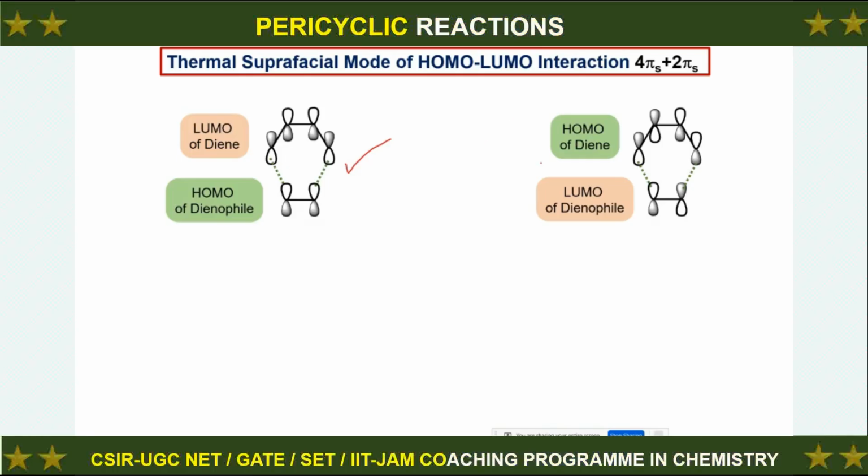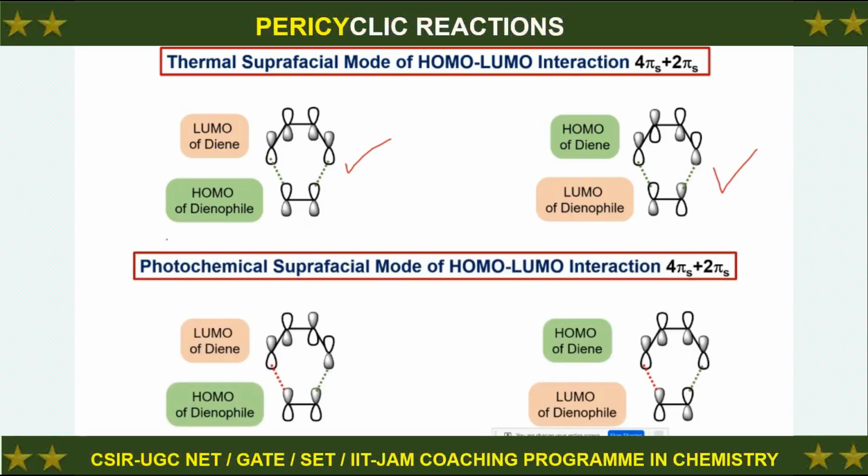If I am taking it reversely, like the HOMO of a diene and the LUMO of a dienophile, then both end up with the same bonding interactions only. So 4 plus 2 additions under thermal conditions are very feasible. It will end up with bonding interactions.